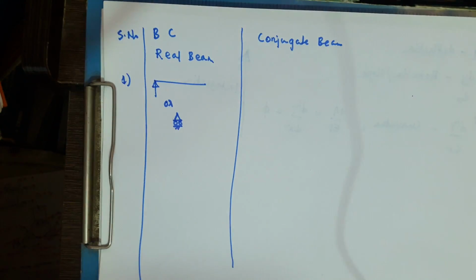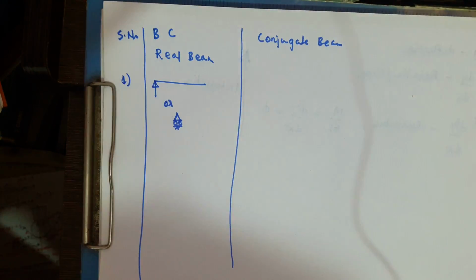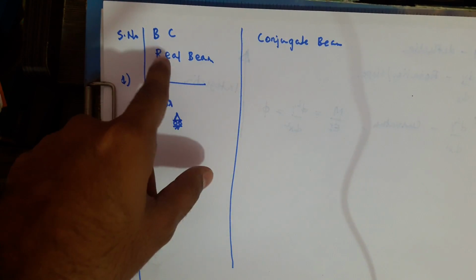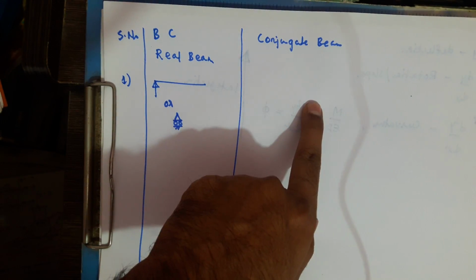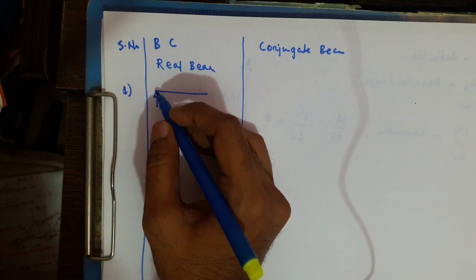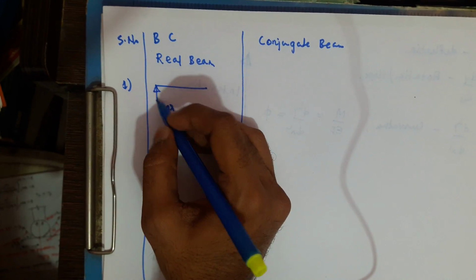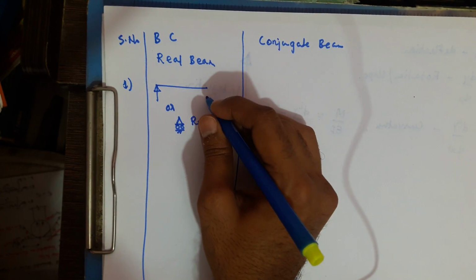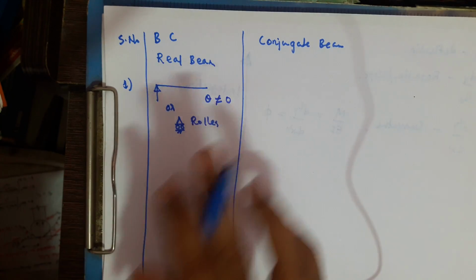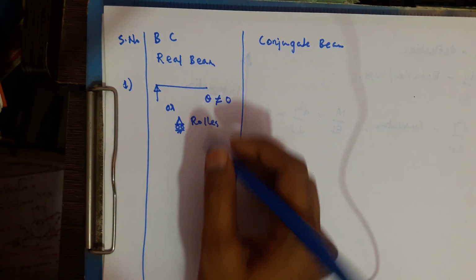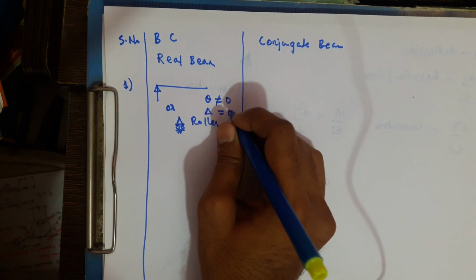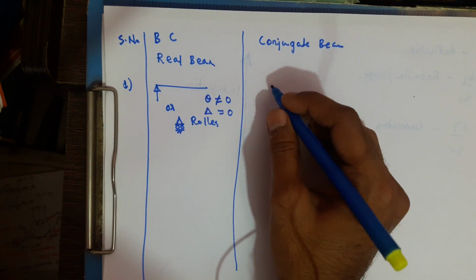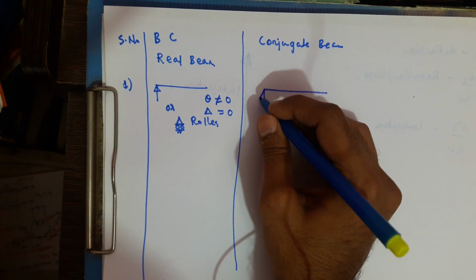Now class, here we will study boundary conditions. It means we have to see the support in the real beam and what will happen to that support in the conjugate beam. Okay, so here we have a simply supported end, or simple support, or a roller. At a simple support, theta is not equal to 0. Everyone knows the rotation theta is not equal to 0, but deflection is equal to 0.